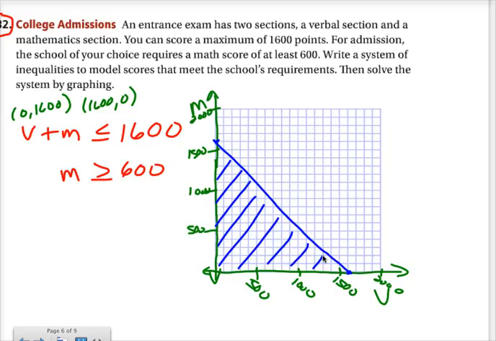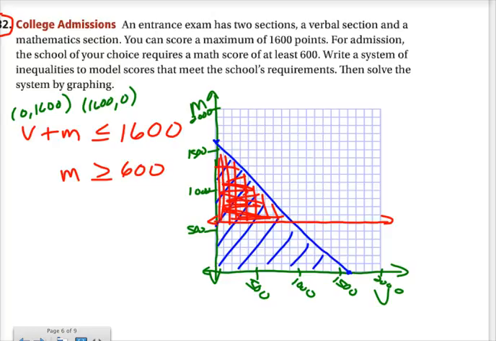But the math score is needing to be greater than or equal to 600. So here is the 600 cutoff. And math is going to be above that. So this triangle right here would be the region that you would need to score in order to get into that school of your choice.